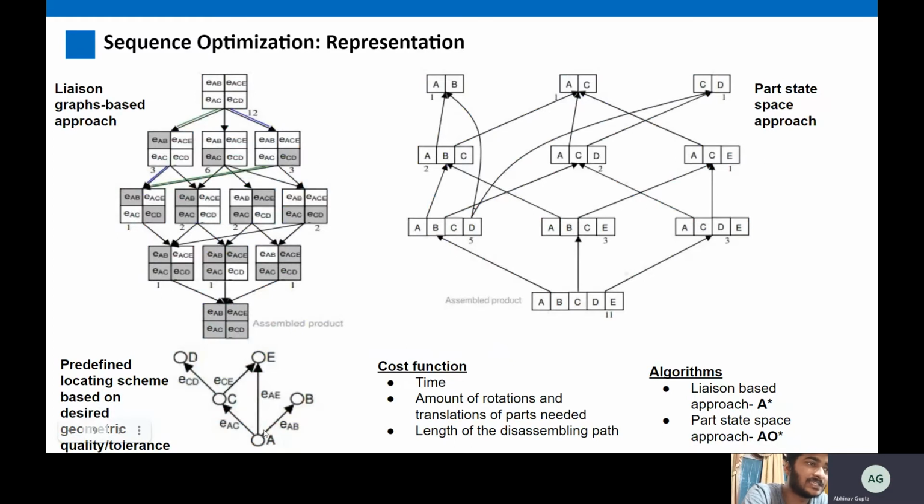A locates B, A locates C, and then C locates D and E, right? But even in this desired locating scheme, there could be many paths that could lead us to the final product. And we used different approaches to model those paths. One of those approaches is the liaison graphs based approach. So initially, all these blocks EAB, which basically represents the edge cost AB, edge cost ACE subassembly, edge cost of AC subassembly, and edge cost of CD subassembly, all these are empty in the initial state. Our final goal is to reach this state where we have assembled the final product. As you can see, there are multiple paths.